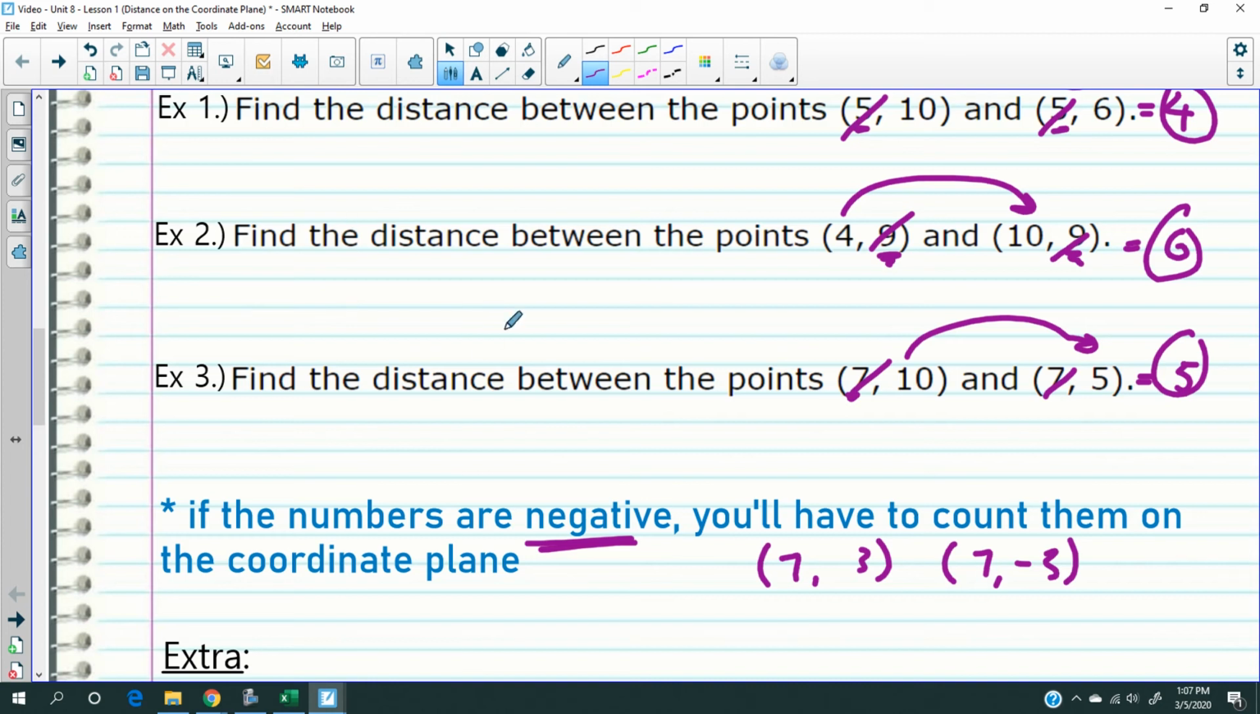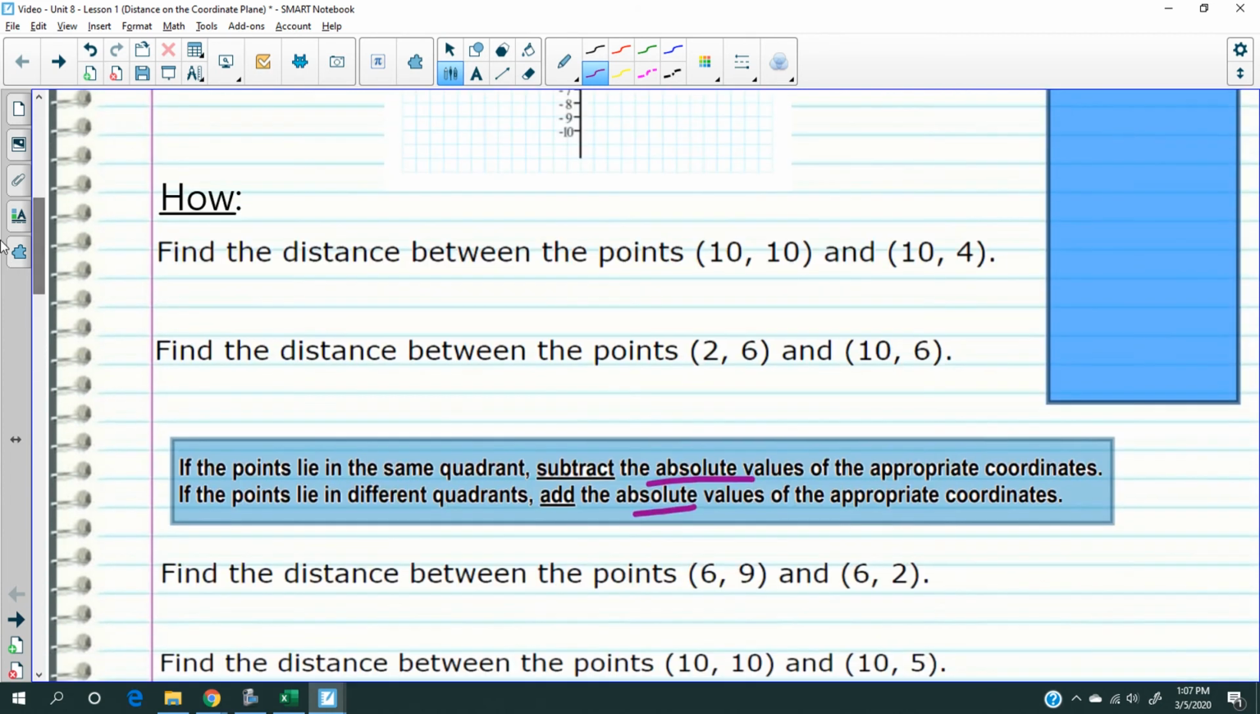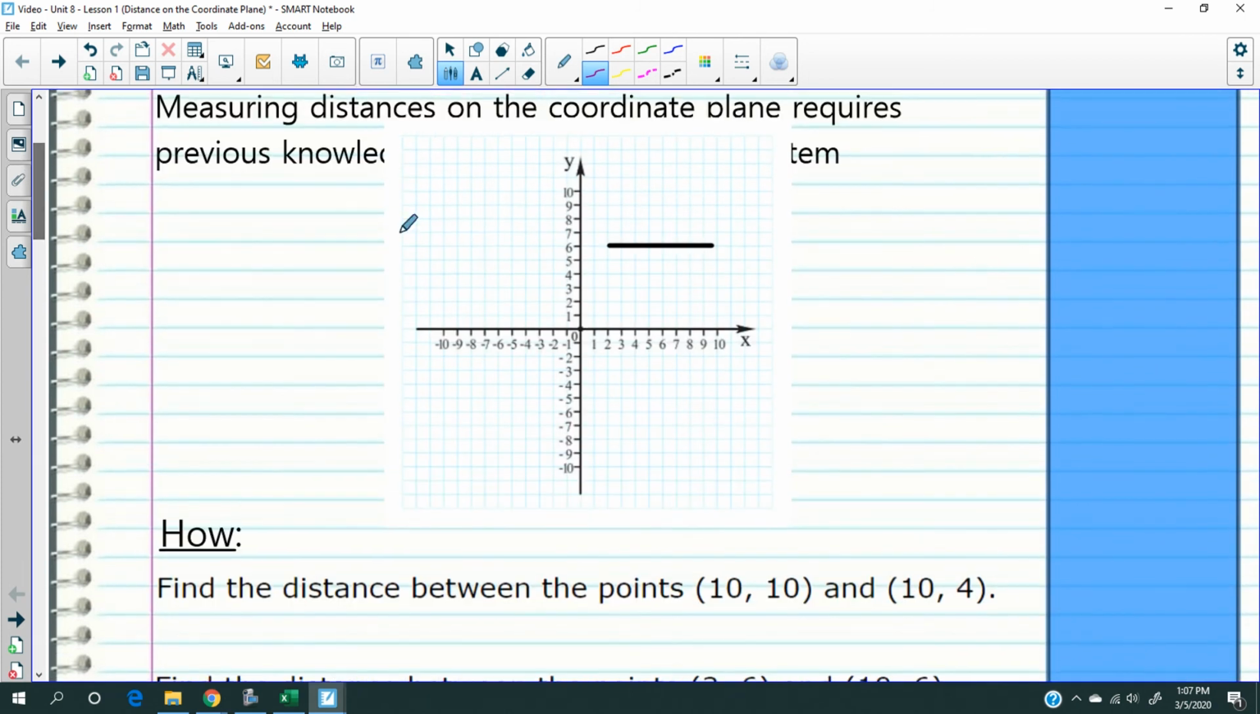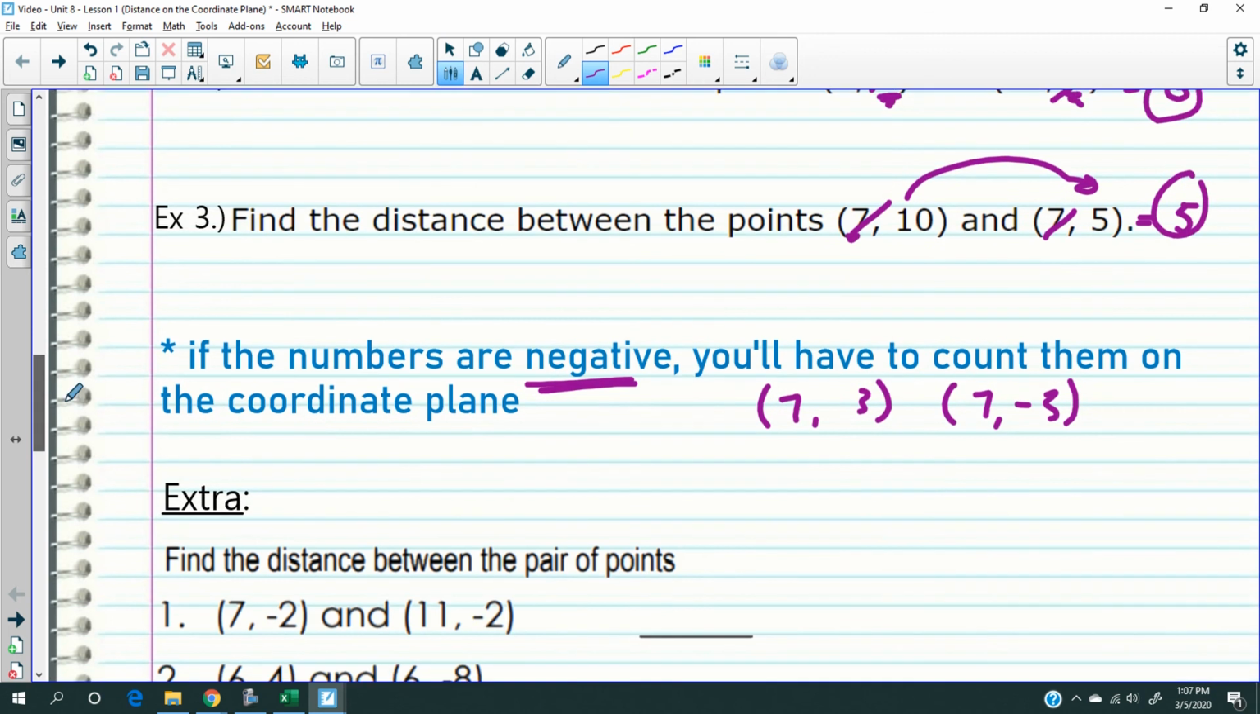What you have to think about is if you've got 7, 3 and 7, negative 3, all you do is count: 1, 2, 3, 4, 5, 6. So the difference here would be 6. One point is 6 units away from the other. That's what you have to do, because if I asked you to do 3 minus negative 3, that's just not something we've gone over yet.